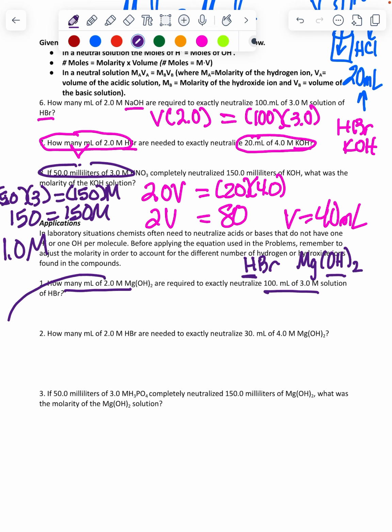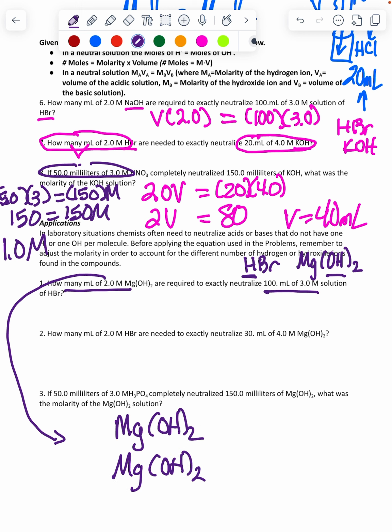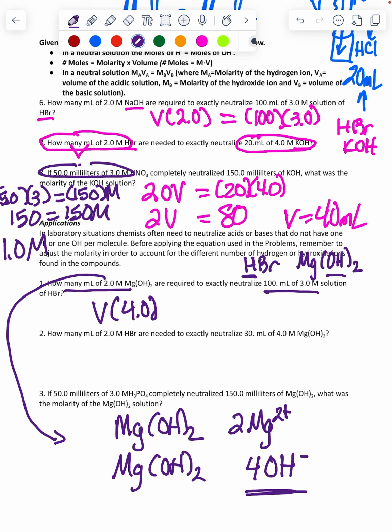I might have 2 molar magnesium hydroxide, okay? So that means I have this twice, right? Everybody agree? When this breaks down, don't I get 2 magnesiums and don't I get 4 hydroxides? So the concentration of OH is not 2, it's 4. So you're going to do volume times 4 is 3 times 100. And you wind up with 300 divided by 4 and you get 75.